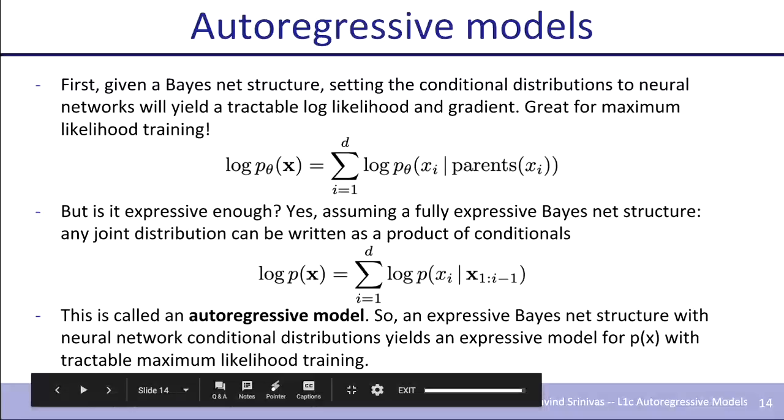Yes? D is dimension. Generally in these slides, D is dimension. N will be the number of data points. So dimension is the same thing as the number of variables.